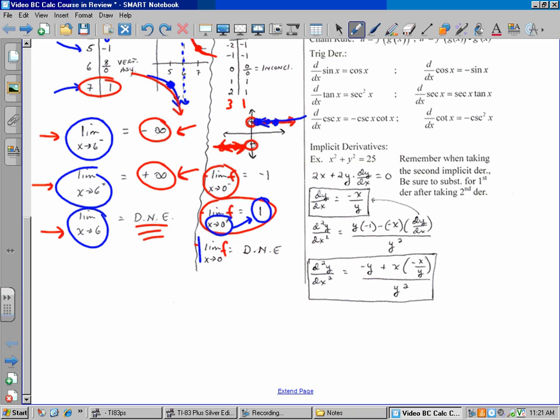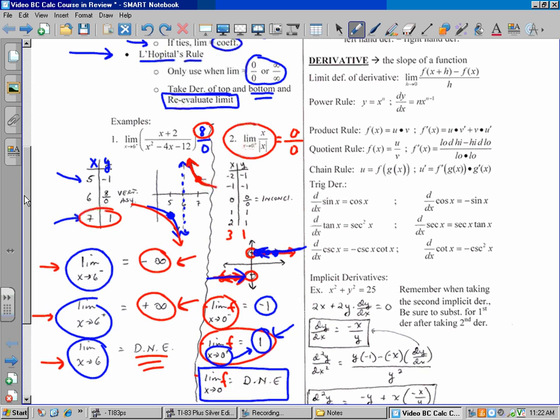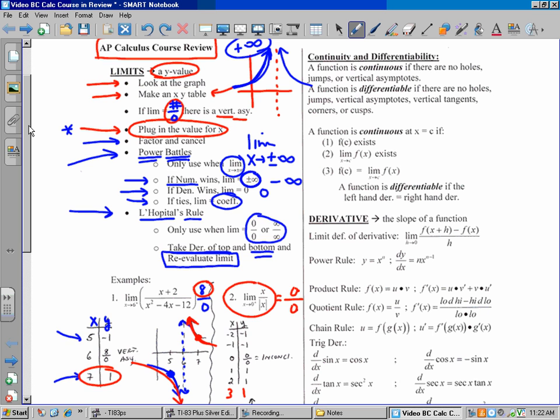And then if they asked us for the value of the limit as x approaches 0 in general, from the left side or from the right side, of course this limit does not exist because the left-hand limit does not equal the right-hand limit. All right, so that's the quick story on limits.